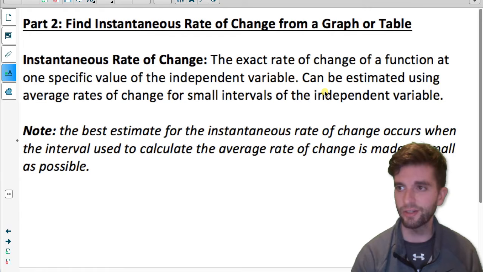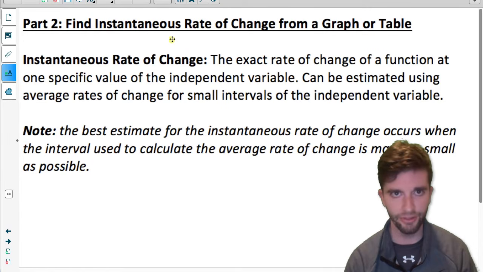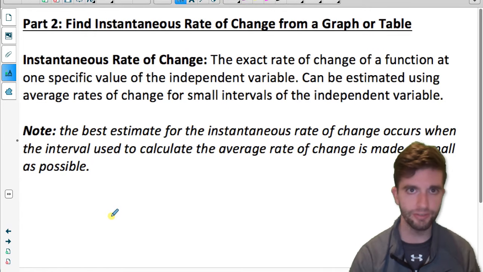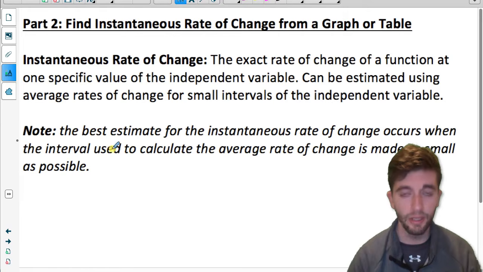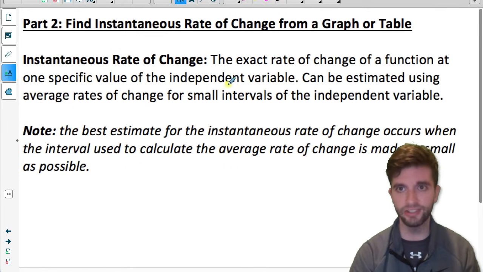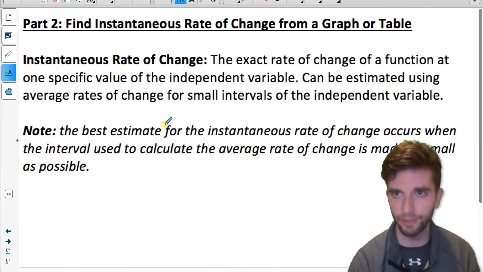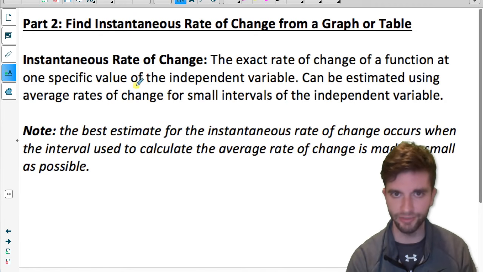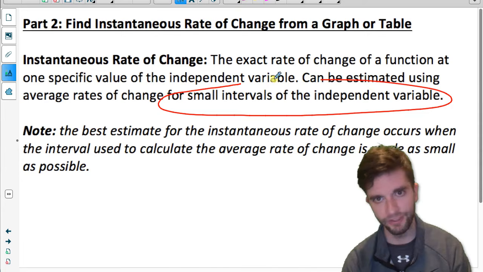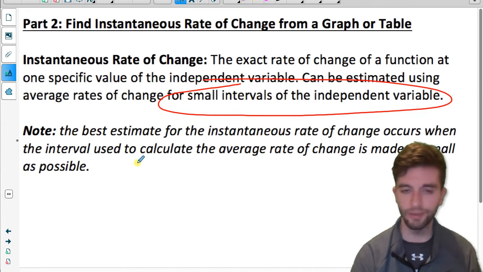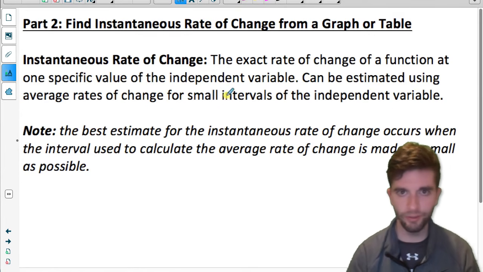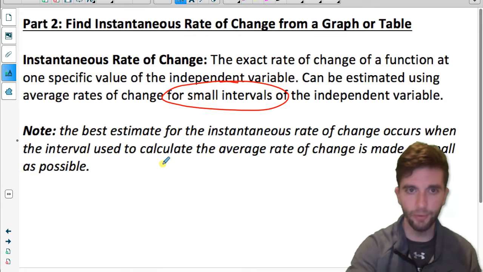Alright, let's actually calculate some instantaneous rates of change. So in this section, we're transitioning from average rates of change to instantaneous rates of change. And remember, an instantaneous rate of change is the exact rate of change of a function at one specific value of the independent variable, and we can estimate it using average rates of change for small intervals of the independent variable. So this point about small intervals is going to be very important.